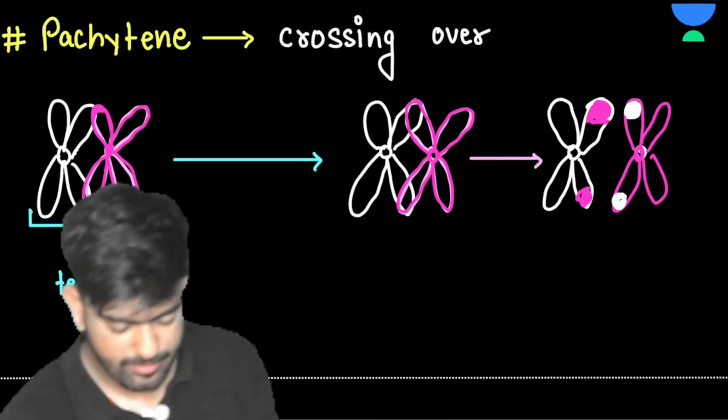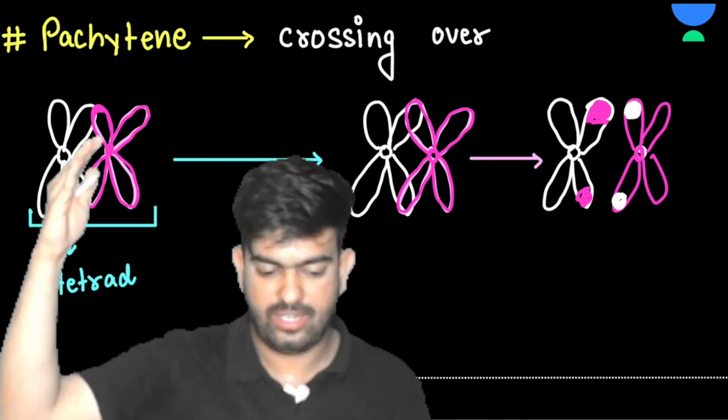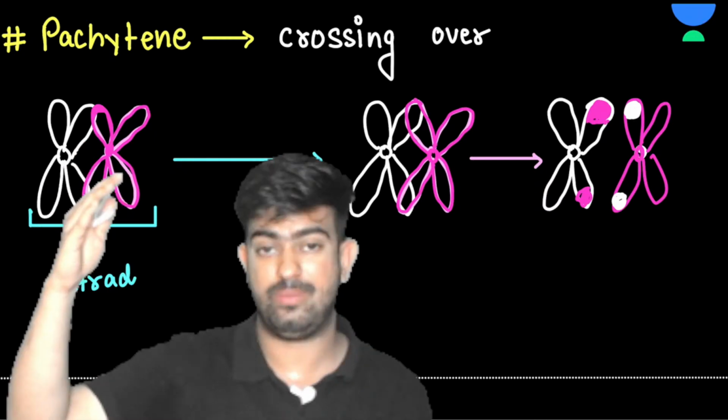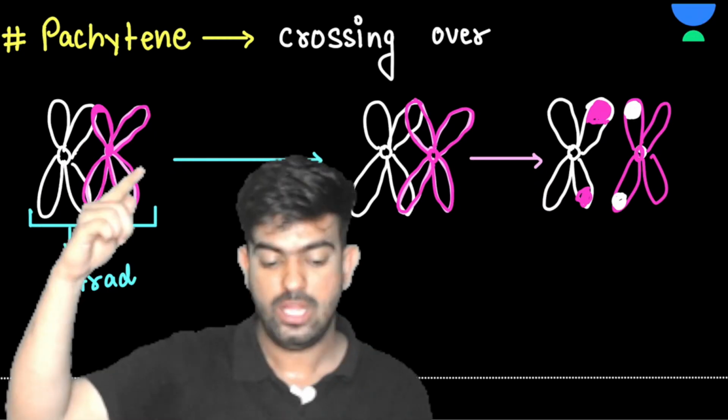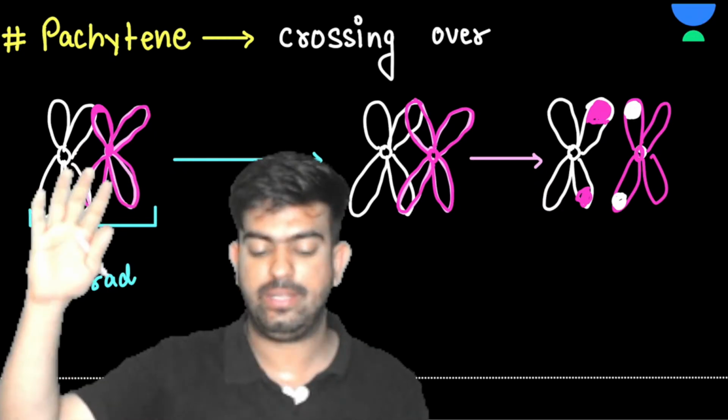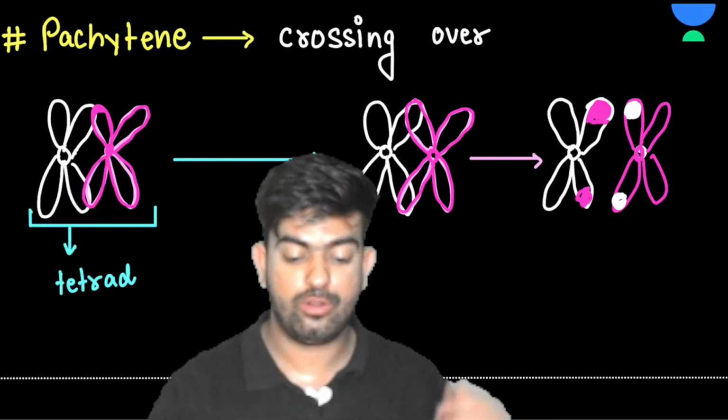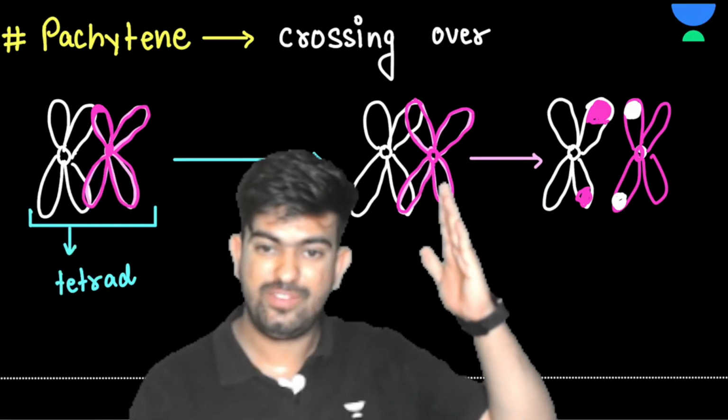Okay, understood everything? So let's discuss again. We had this tetrad. What was a tetrad? We had 4 chromatids: 1, 2, 3, 4 chromatids were there, and then they did the crossing over. See here, the crossing over started.